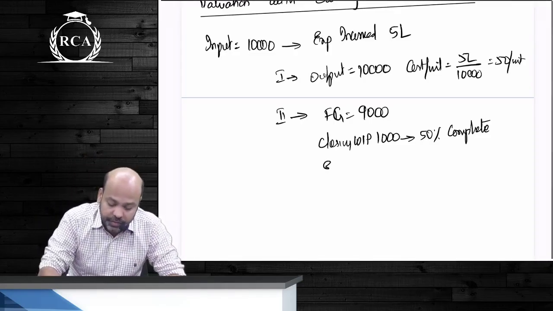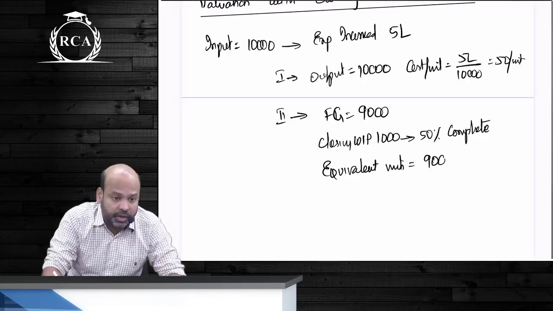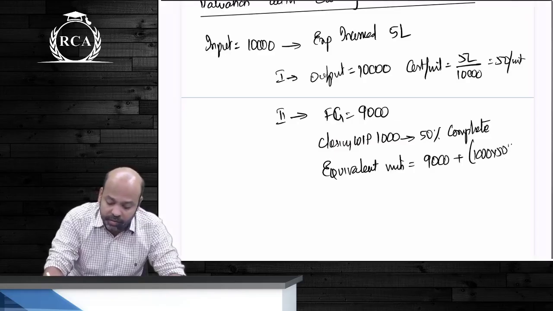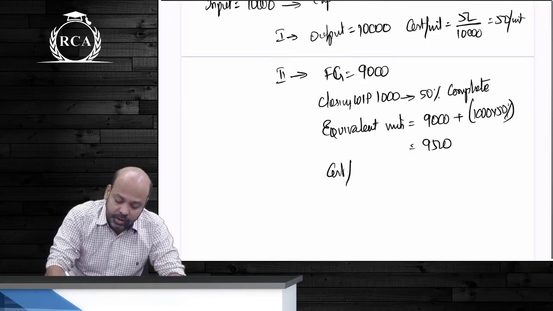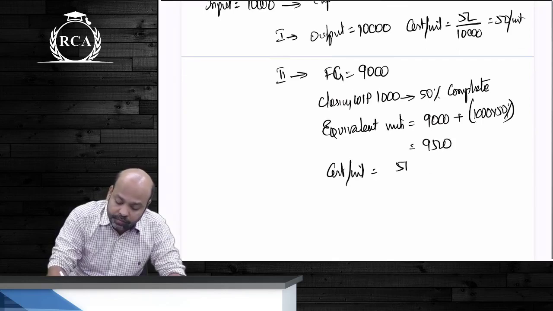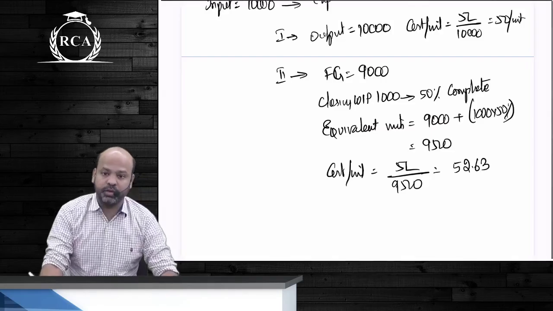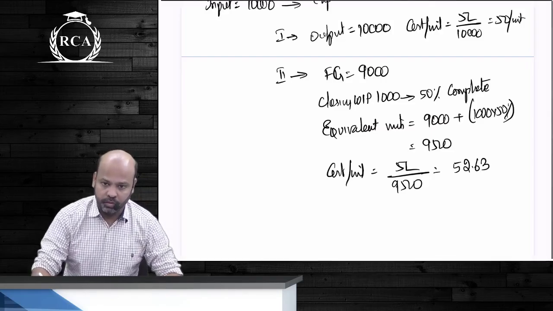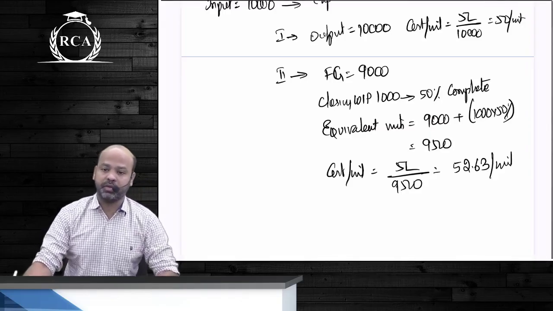Yes or no, kids? Are you all following? So equivalent units, guys, would be completed units 9,000 plus this 1,000 units 50% complete, that is 500, so 9,500. Now if I compute my cost per unit, guys, it will be 5 lakhs divided by 9,500, 52.63 rupees per unit. You will divide 5 lakhs, beta, by 9,500 units. Yes or no, kids?